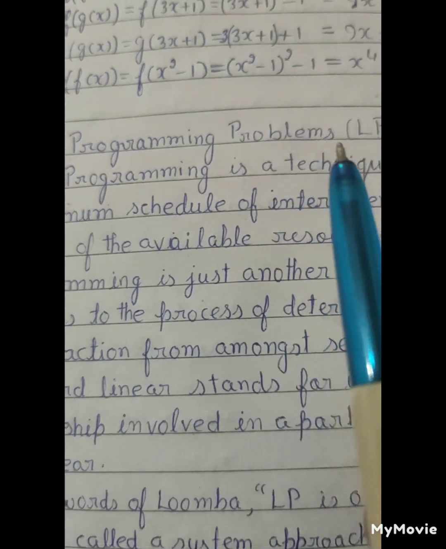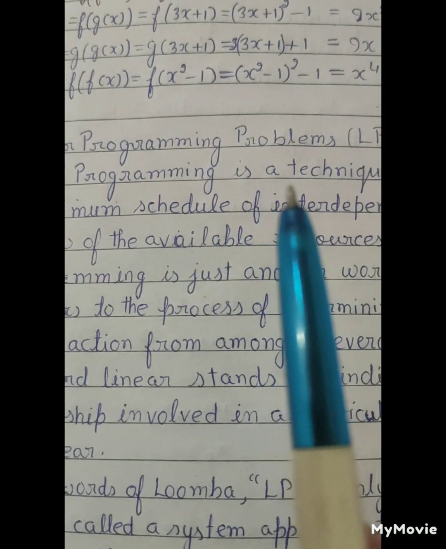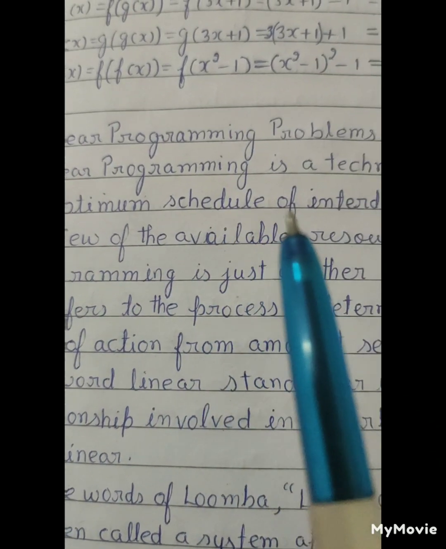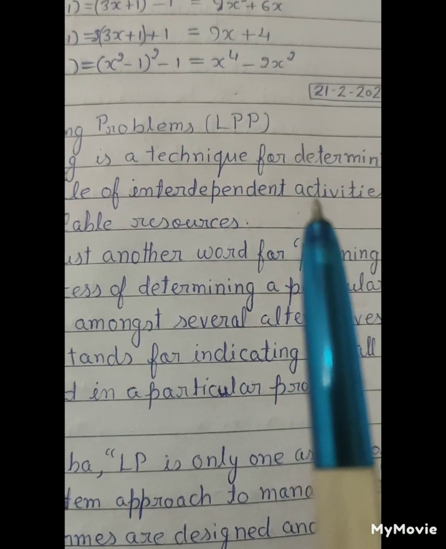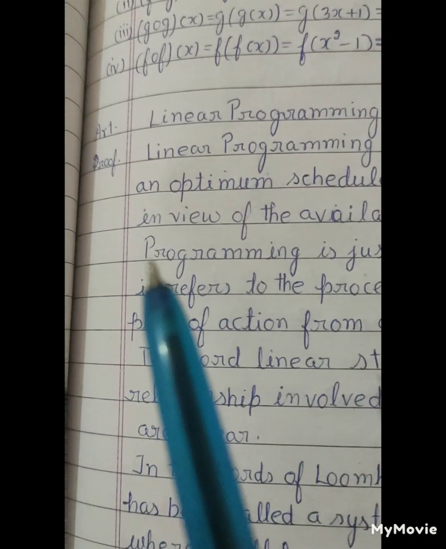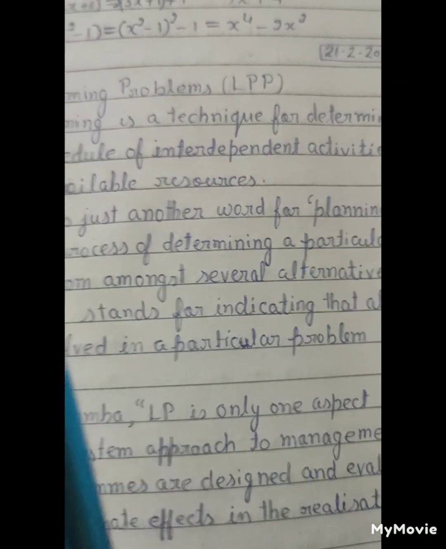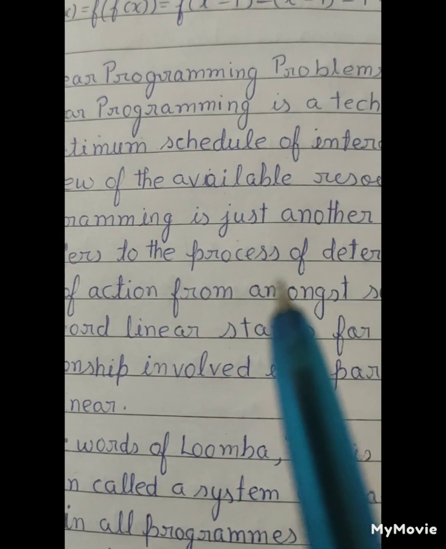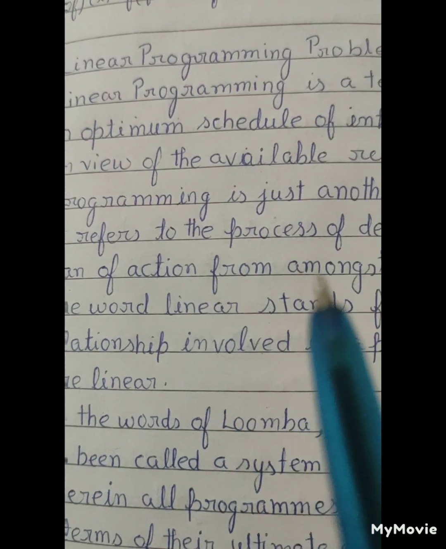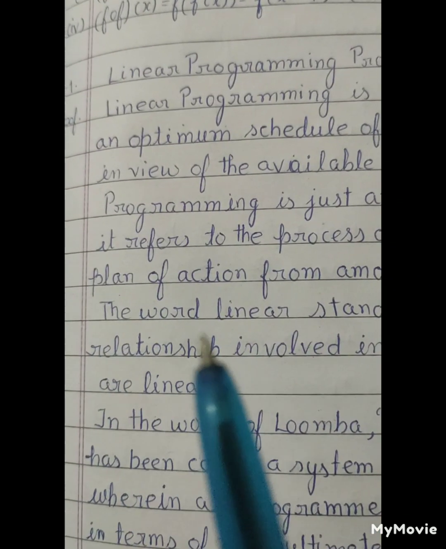Article: Linear Programming Problems (LPP). Linear programming is a technique for determining an optimum schedule of interdependent activities in view of the available resources. Programming is just another word for planning, and it refers to the process of determining a particular plan of action from amongst several alternatives.